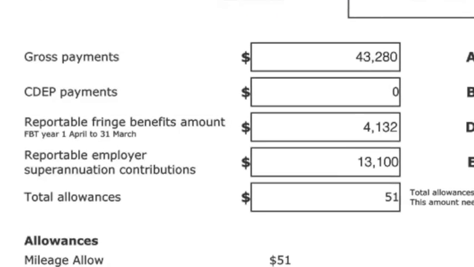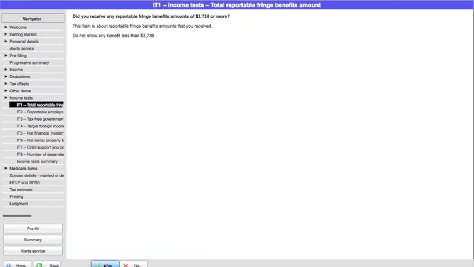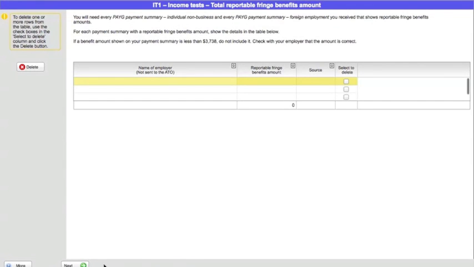Because we received reportable fringe benefits of over $3,738, we must report it at item IT1, so let's click Yes. To complete this item, we must enter the name of our employer and then the reportable fringe benefits amount of $4,132 from our payment summary. That's it for this item, so let's click Next.